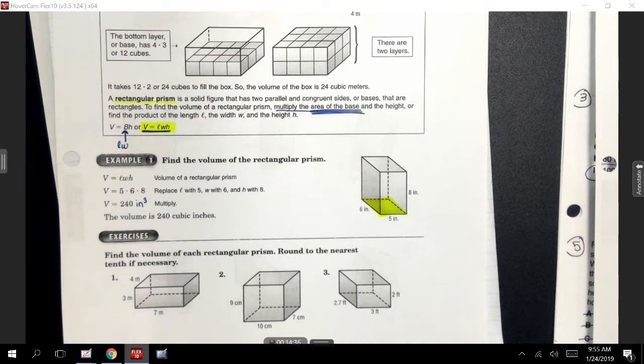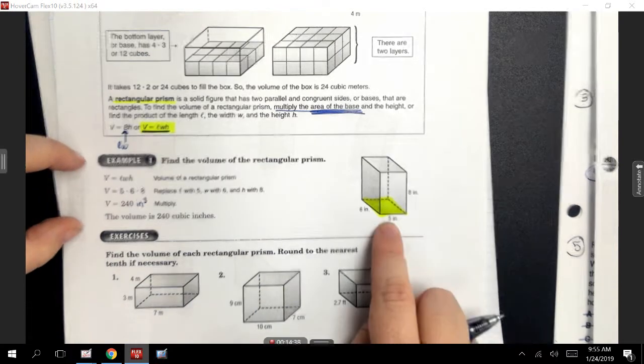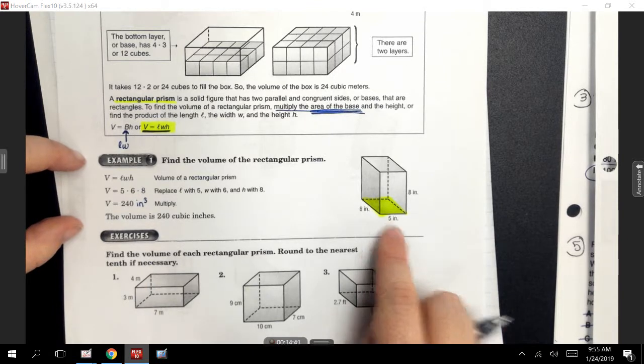Inches cubed. All right? That's what your work should look like, and you should see that in your shape. All right, Maggie?